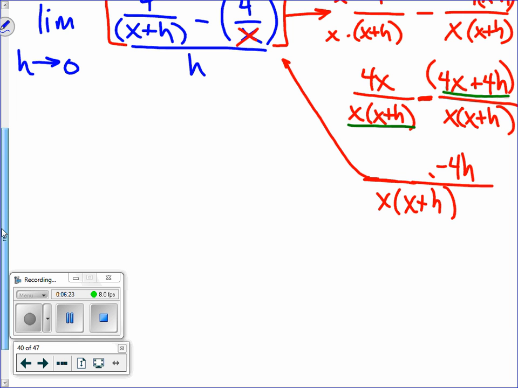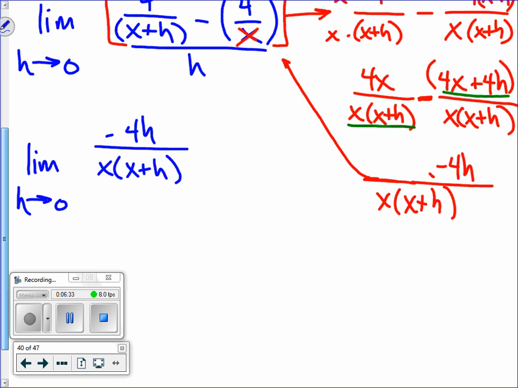So the limit as h approaches 0 of negative 4h over x times x plus h, all over h. Right? I still had this and this that I didn't touch when I simplified the numerator, but it's coming back in now. So here it is. Here's the h that was the fraction and the h that was with the original fraction.